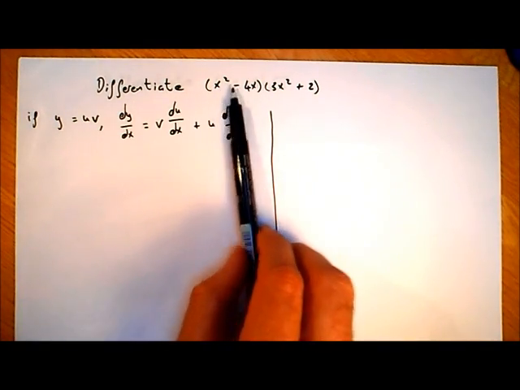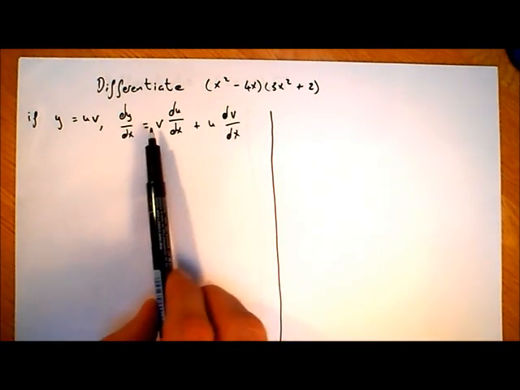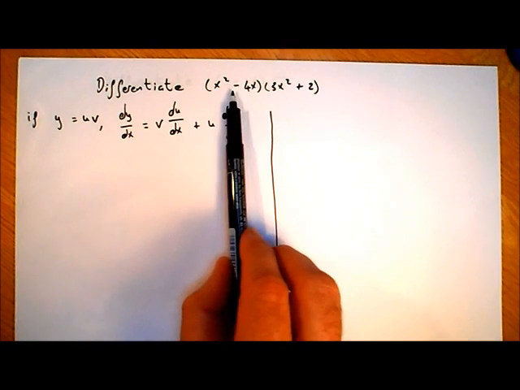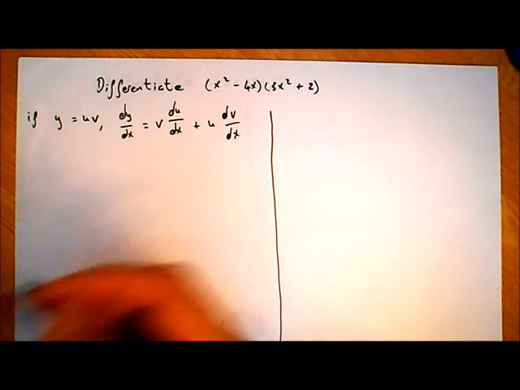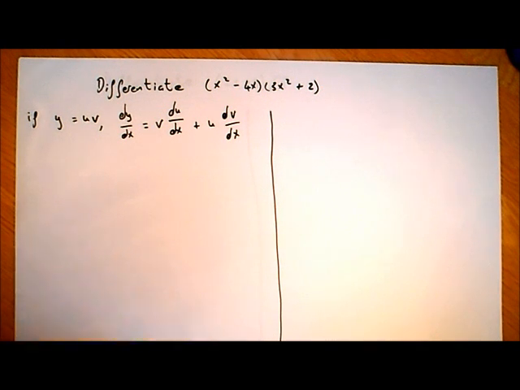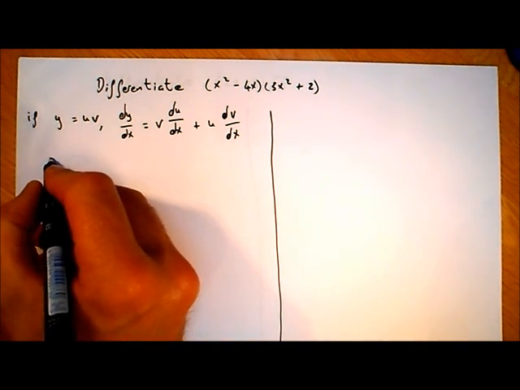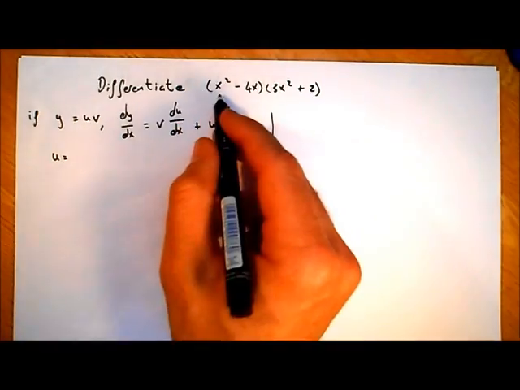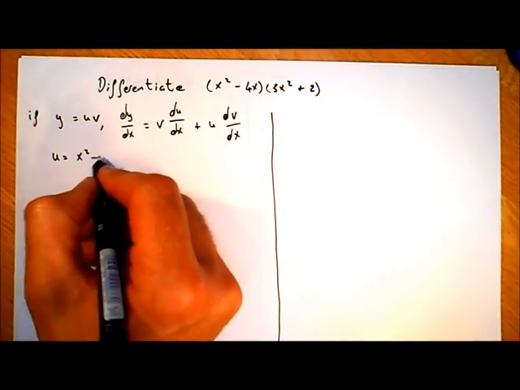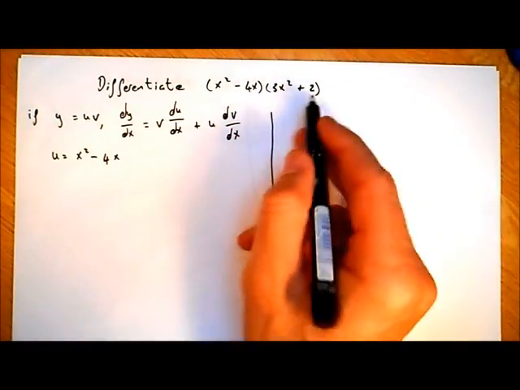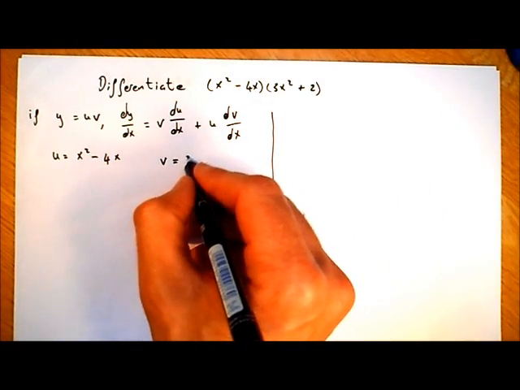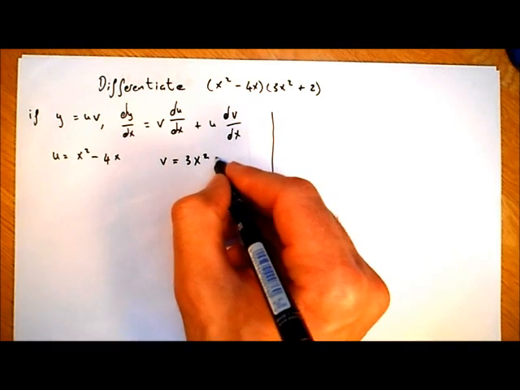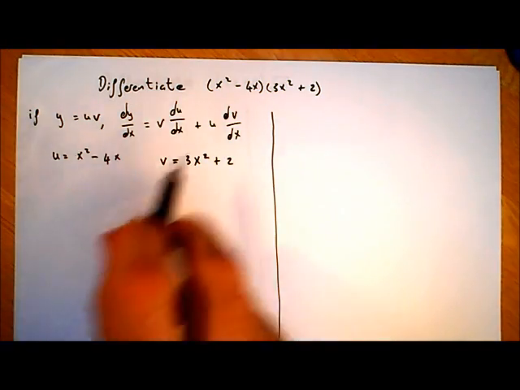So in a product, the first part of the product is just the u part. So this is u. I'm going to write down, and I think if you lay it out exactly like I laid it out, it'll make it a little bit easier for you. So I'm going to write u is equal to the first part, x squared minus 4x. And v is equal to the second part, 3x squared plus 2. Okay.